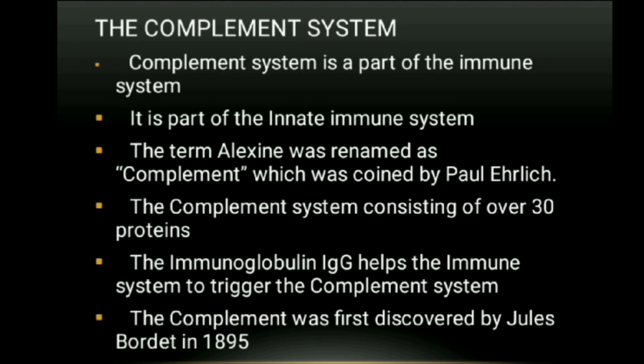The complement system consists of over 30 proteins. It is produced by the liver and found circulating in the blood, serum, and within tissues throughout the body. The complement system was first discovered by Jules Bordet in 1895. He established that bacteriolysis and hemolysis require two factors: heat-stable antibodies and heat-labile components.